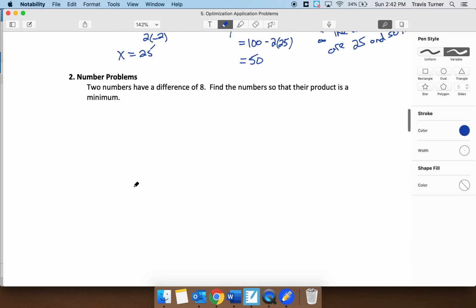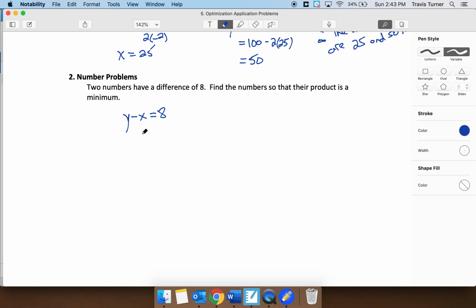Second one, we've kind of seen something similar. It says two problems, and this is a number problem, and you'll have a couple like this. Two numbers have a difference of 8. Find the numbers so that their product is a minimum. So let's say I have, I don't know, y minus x equals 8. So the difference between them here is going to be 8. So that sets this up.